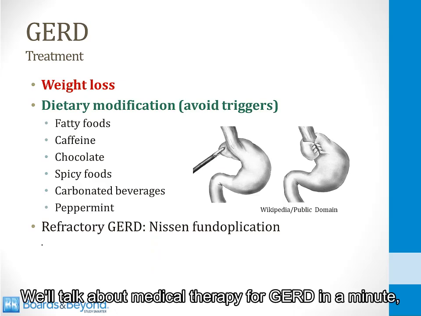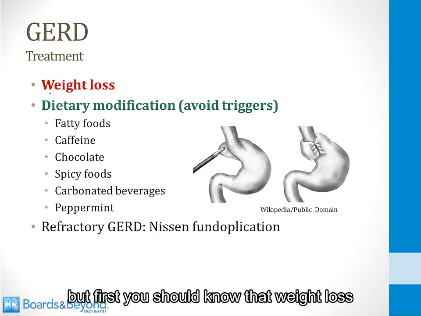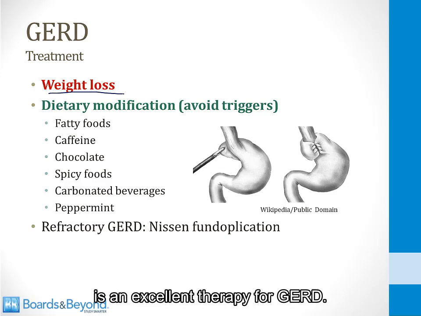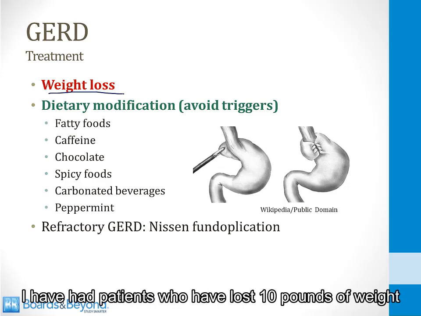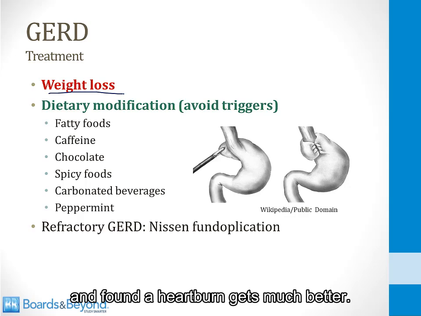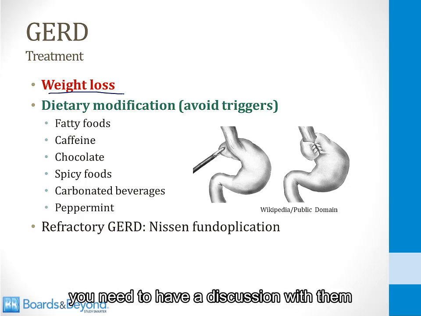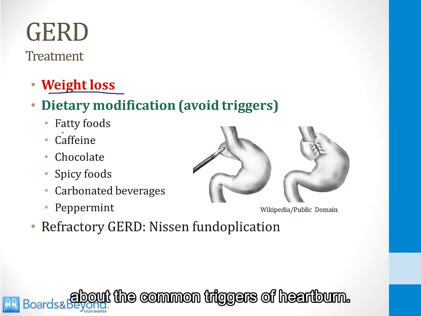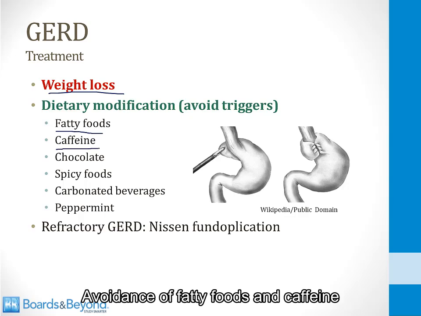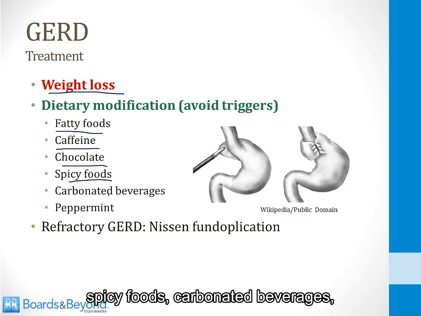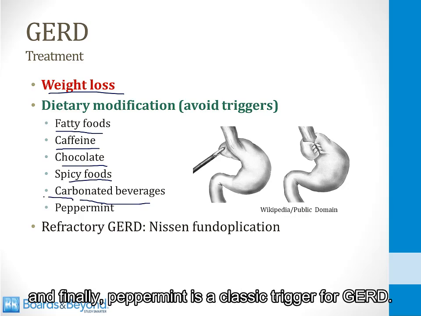We'll talk about medical therapy for GERD in a minute, but first you should know that weight loss is an excellent therapy for GERD. I have had patients who have lost 10 pounds of weight and found their heartburn gets much better. In addition, when you diagnose someone with GERD, you need to have a discussion with them about the common triggers of heartburn. Avoidance of fatty foods and caffeine can help to limit GERD symptoms. So can avoidance of chocolate, spicy foods, carbonated beverages, and finally peppermint is a classic trigger for GERD.